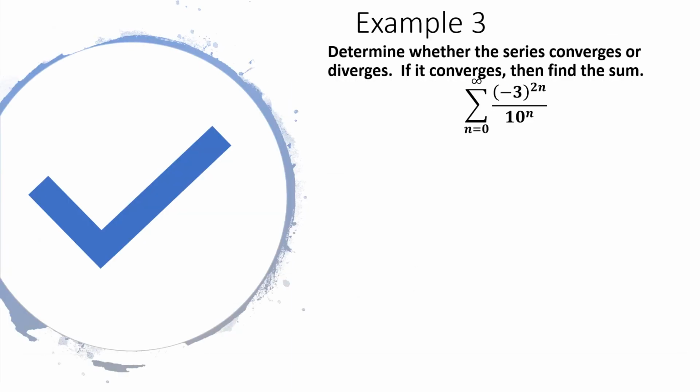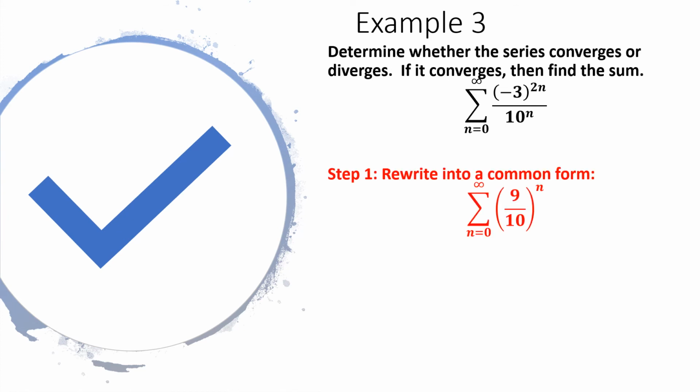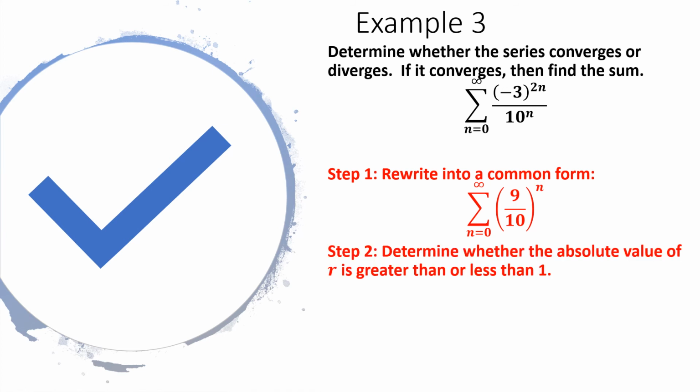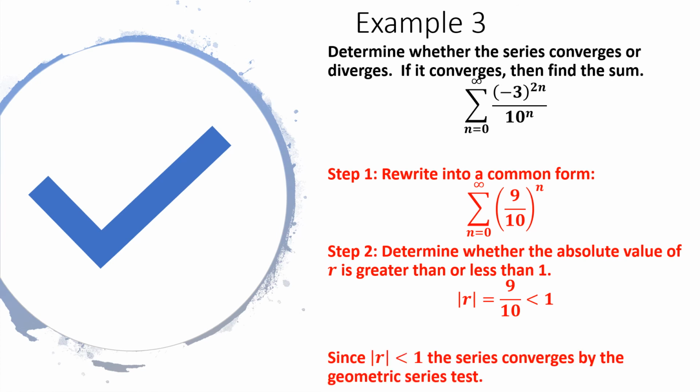All right, so example 3 says determine whether the series converges or diverges. If it converges, then find the sum. So the first thing I'm going to do is rewrite this to look more geometric. And so when I rewrite it, I'm going to do negative 3 squared, which is 9, over 10, all to the n. All right, then I want to look at my r value, figure out if the absolute value of that r value is less than 1. In this case, our r value is 9/10, which is less than 1, which means that this series does converge by the geometric series test.